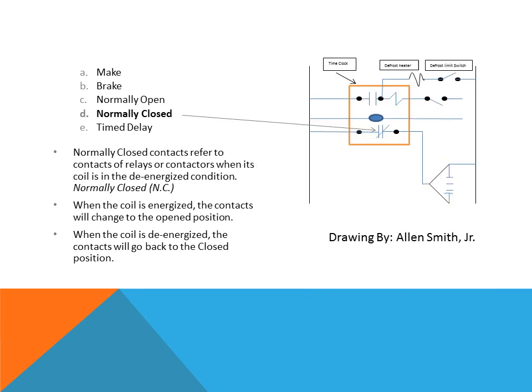In this diagram, the same diagram we saw before, here is a normally closed contact, where you see the diagonal line going through the contact showing that in its normal position it is closed. So when it activates, it will actually open.